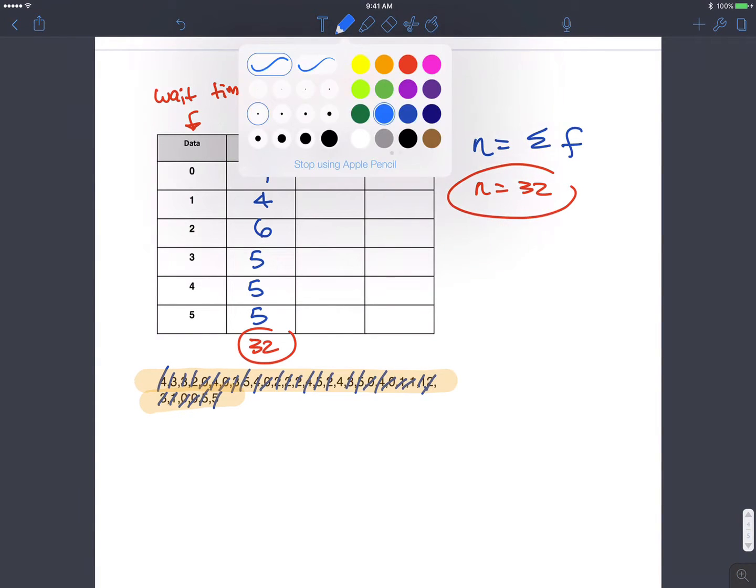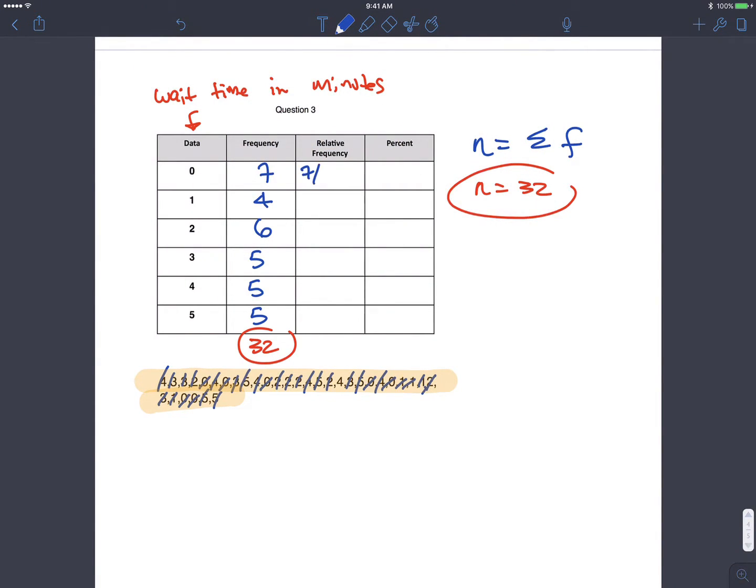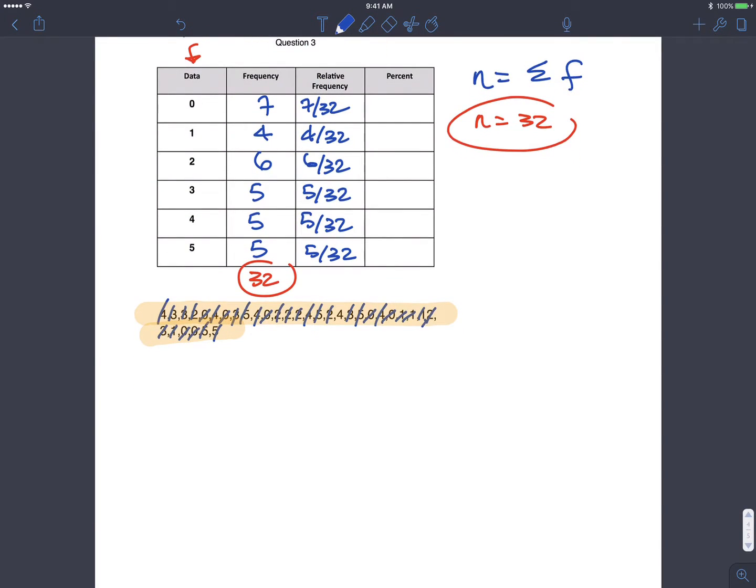Relative frequencies. 7 over 32. 4 over 32. 6 over 32. 5 over 32. 5 over 32. And 5 over 32. Each of these relative frequencies we're going to approximate, and I think in question 3 they want us to round to the nearest 10 thousandths. Alright, let's see what we get here.